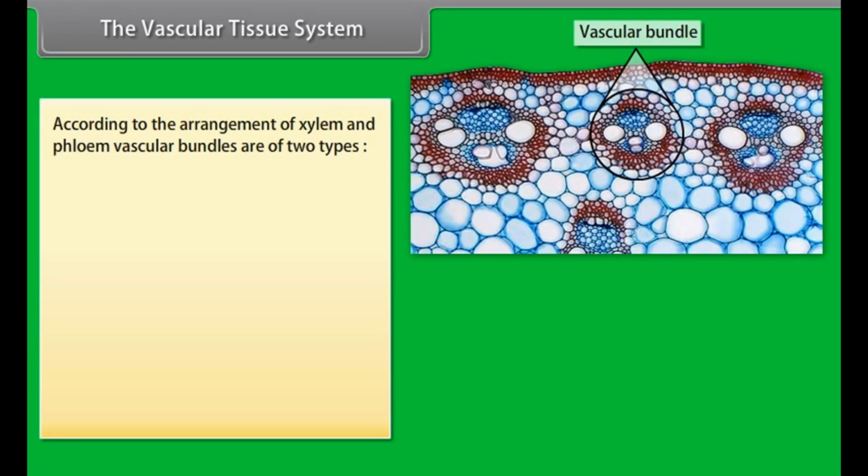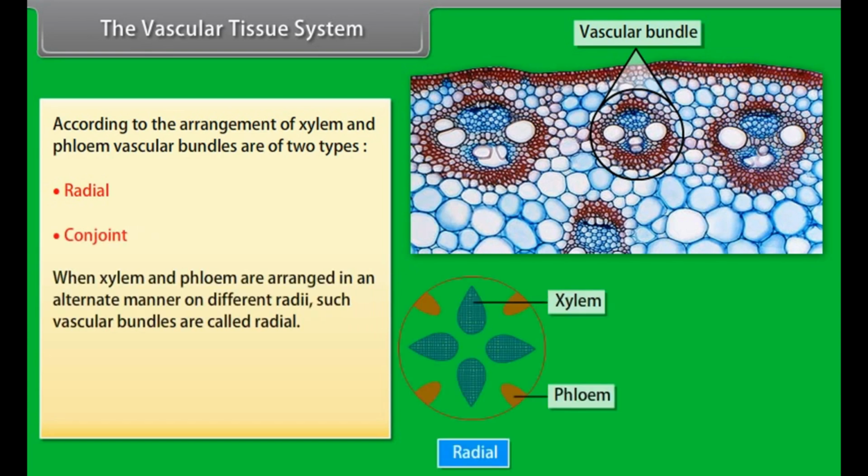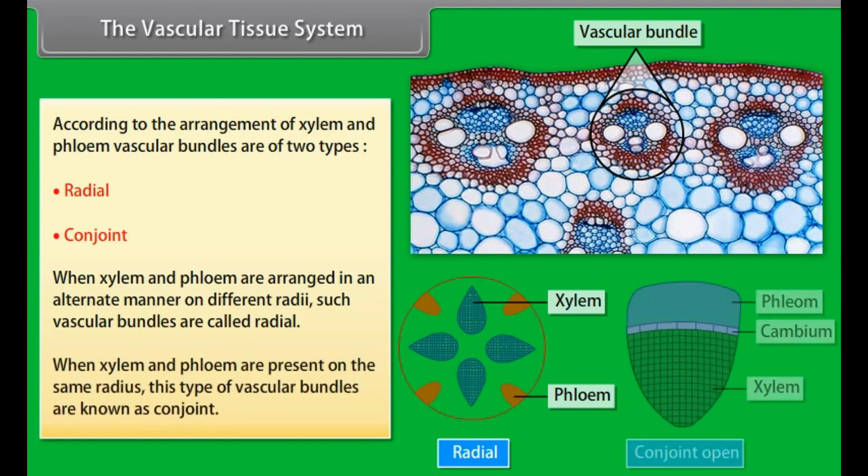The vascular tissue system. According to the arrangement of xylem and phloem, vascular bundles are of two types: radial and conjoint. When xylem and phloem are arranged in an alternate manner on different radii, such vascular bundles are called radial. When xylem and phloem are present on the same radius, this type of vascular bundle is known as conjoint.